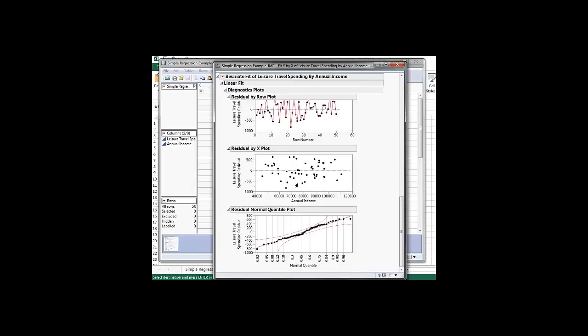The residual by x plot shows the graph of errors, residuals, against the predictor, annual income. We can see the random scattered points around the 0 line. If these points are concentrated on one side, positive or negative area, or smaller or larger area, then we have a problem with the model. And the normal quantile plot.